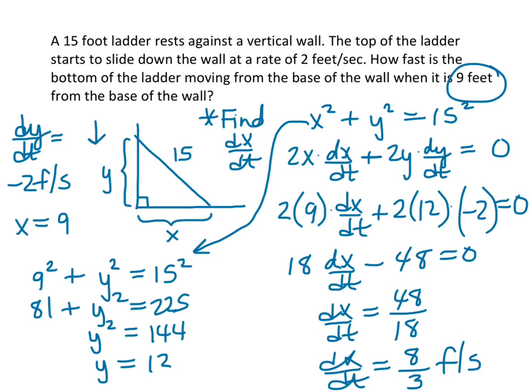Feet per second would make your units, and make note that dx/dt is positive since the x value is getting larger as the bottom of the ladder moves further and further away from the base of the wall over time.